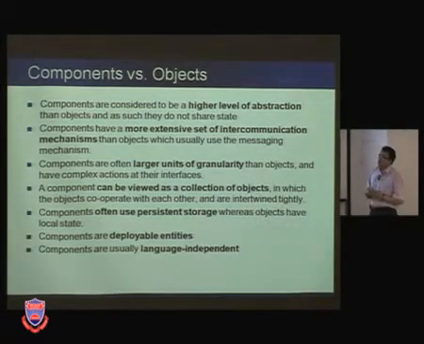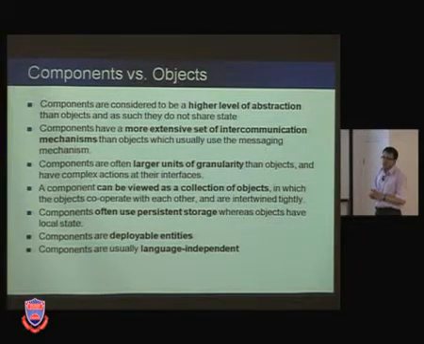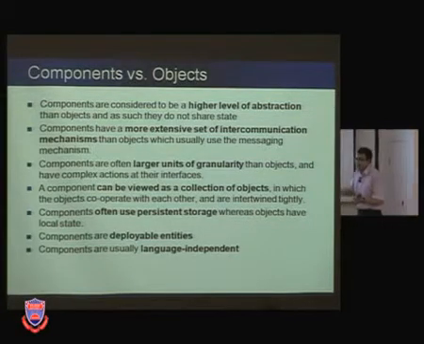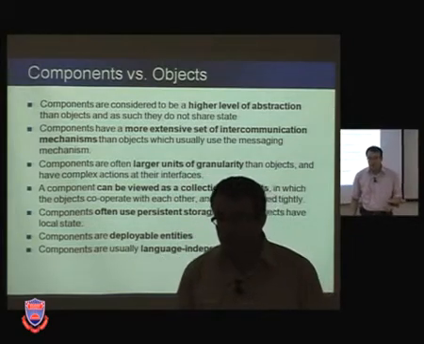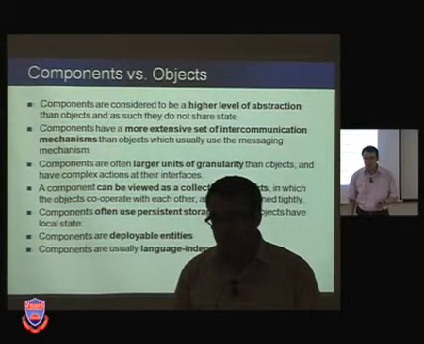Components have a more extensive set of communication mechanisms. In objects, we have message passing, right? But components can be more extensive. A relation and communication mechanism could even be a middleware, an RPC, broadcast, publish, subscribe.